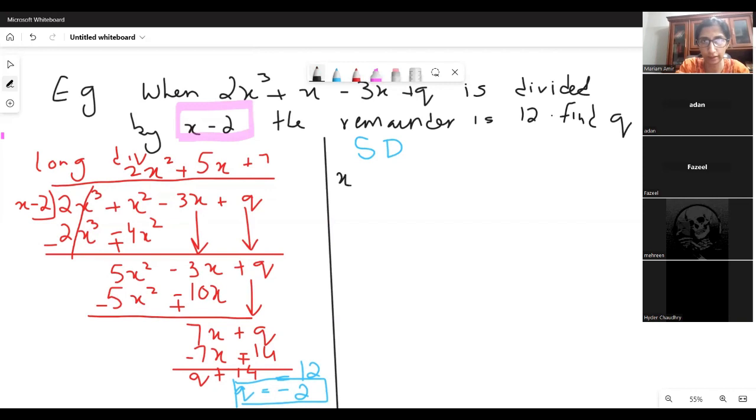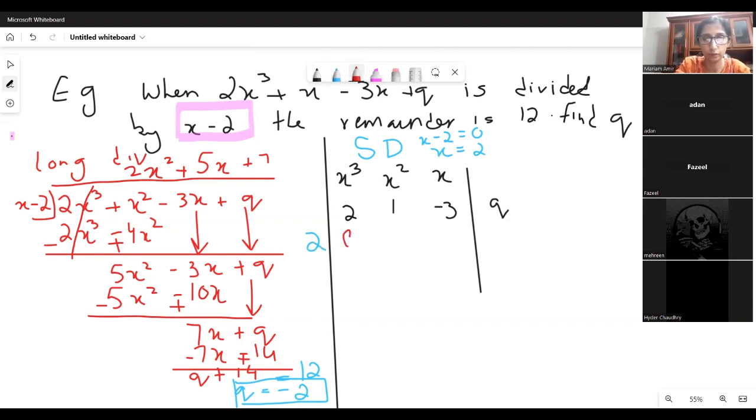What do we do in synthetic division? We write the coefficients of x cube, x square and x underneath. So we have 2, 1, and minus 3, and we write the constant over here, which is q. Then you equate x minus 2 to 0, so you get x is equal to 2. x minus 2 is equal to 0 gives x is equal to 2, which you write here, and this is always 0.